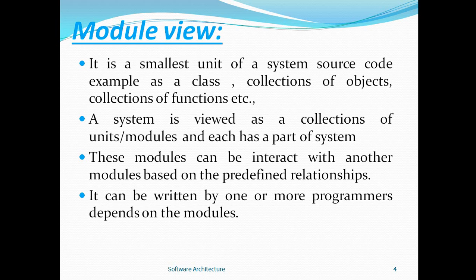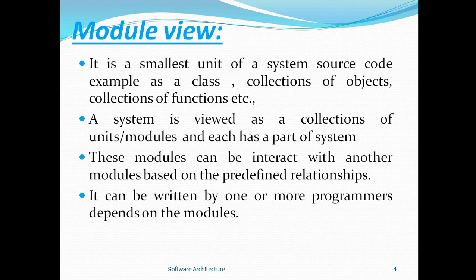Earlier I said that the module is the smallest unit of the software. Combining all modules we make a system. Examples of modules are a class or collections of objects, collections of functions, etc. It is a part of the system. This part may be visible on the screen, and is known as a module view. These modules can interact with other modules based on predefined rules.